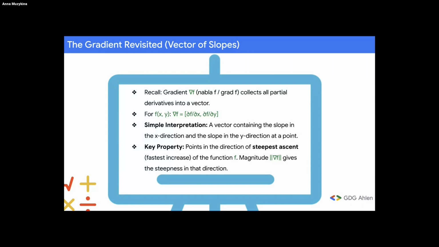The first component is the slope purely in the x direction. The second is the slope purely in the y direction, and so on if there were more variables. The most important property of the gradient vector is that it always points in the direction where the function f is increasing most rapidly at that point, the direction of steepest ascent, like pointing straight uphill on our hill analogy. The length or magnitude of the gradient vector tells you how steep that uphill slope actually is.